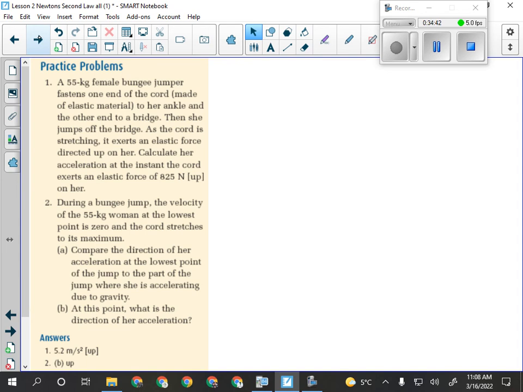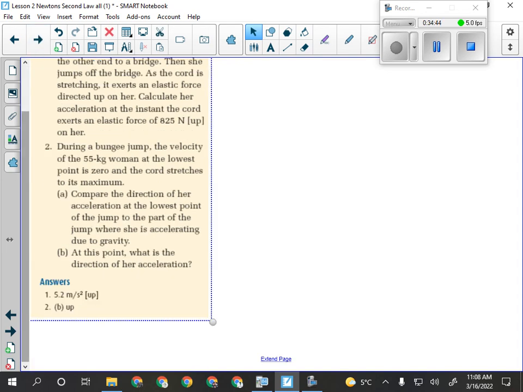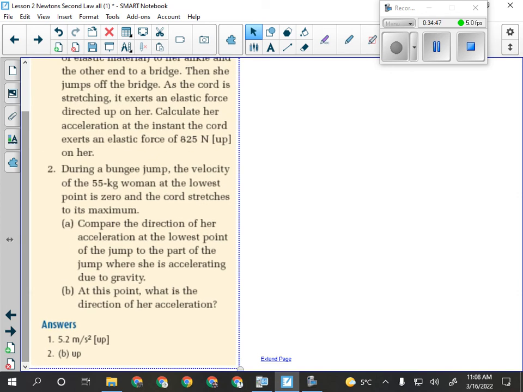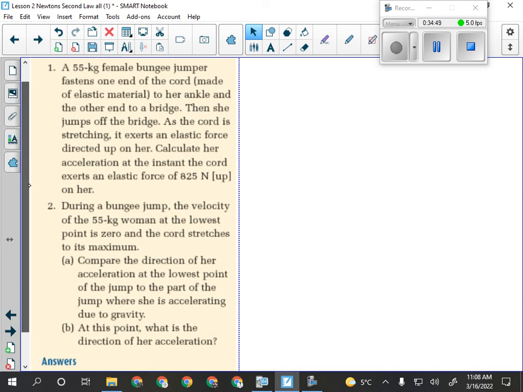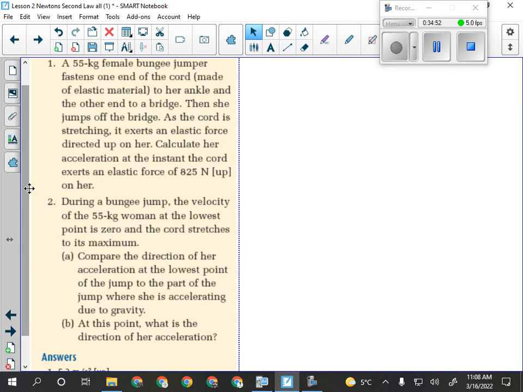Okay, try this one. It's not differential acceleration. It's just an elevator. A bungee jumper is an elevator. See if you can get the acceleration the instant that the cord begins to pull upwards. Obviously her acceleration when she first jumps is 9.81 meters per second squared. She doesn't start to slow down until the bungee cord takes up and starts to stretch. They're telling you the force of the bungee cord is 825 newtons up. All right, give that one a try. We'll go through it here in a minute.